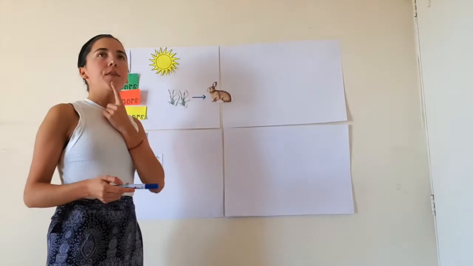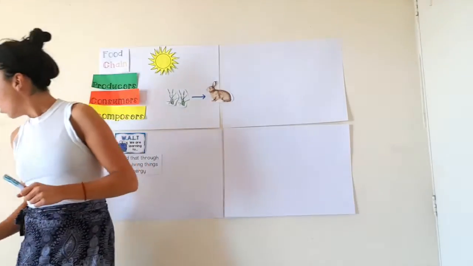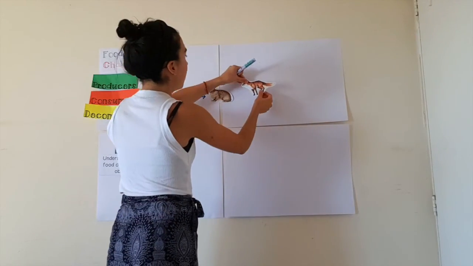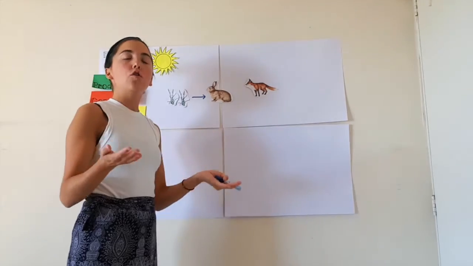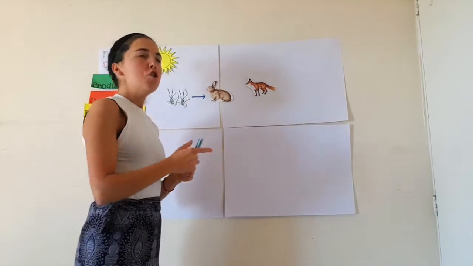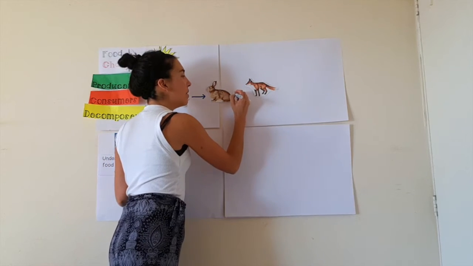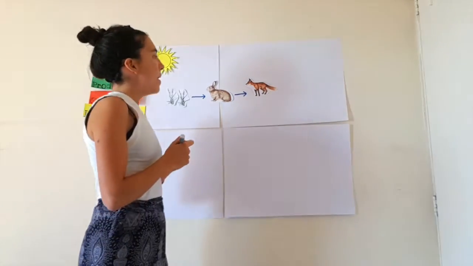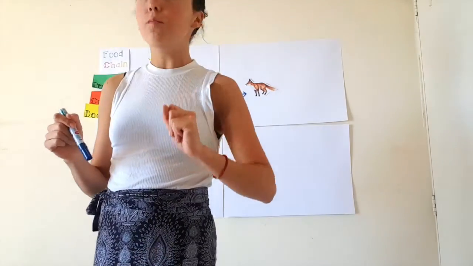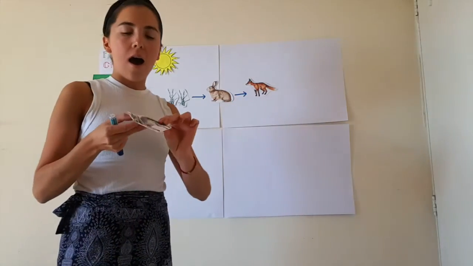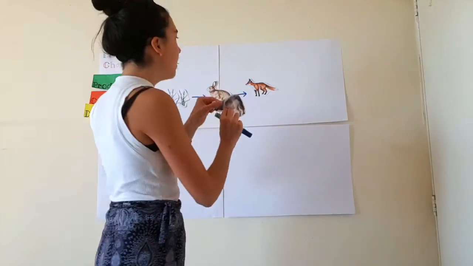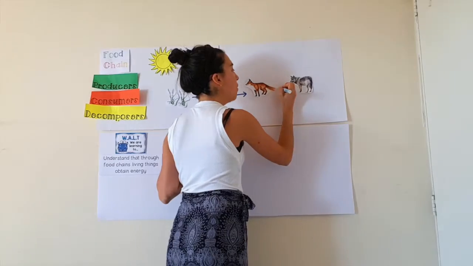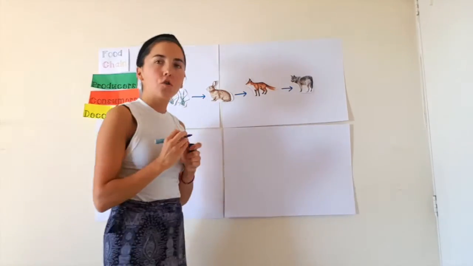Now let's think of another consumer like the rabbit. We've got the fox. Foxes eat rabbits, that is an animal, and also plants, so it's an omnivore. The fox will obtain its energy from the rabbit. Now let's think of a third consumer. This will be a wolf, which is a carnivore, and the wolf will obtain its energy from the fox.